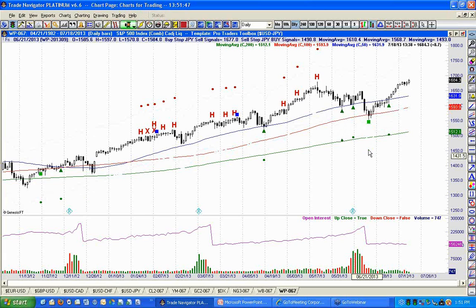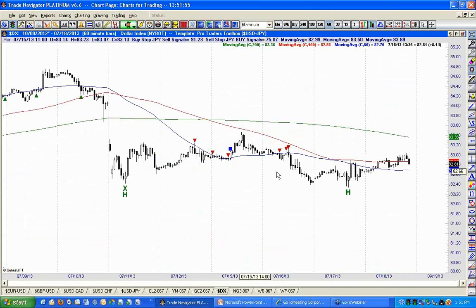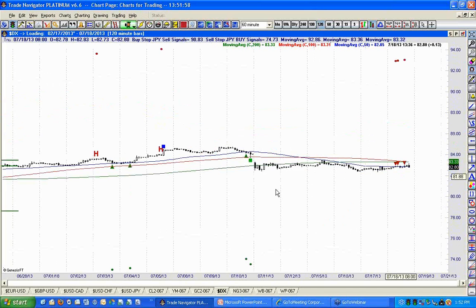I just wanted to share those with you to let you know that if you're trading in futures, options, or Forex, the toolbox can help you in any of those markets. Here's a dollar index on a 60-minute time frame. You can see that the toolbox has some good quality signals on both sides. On a 60-minute and on a 120, it's had some good signals this week as well from the top side.